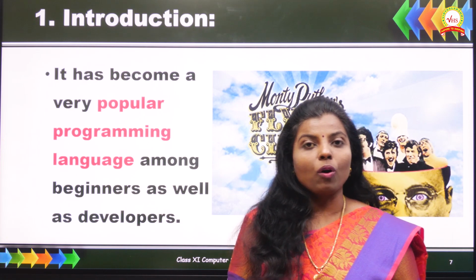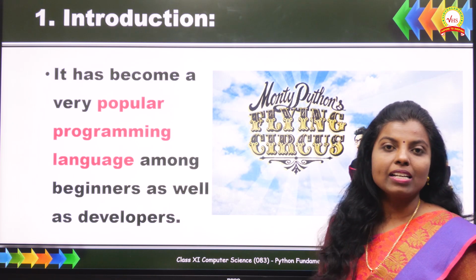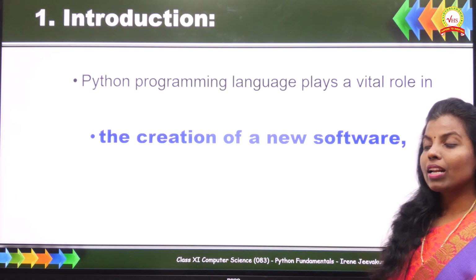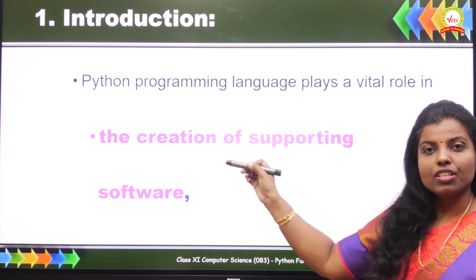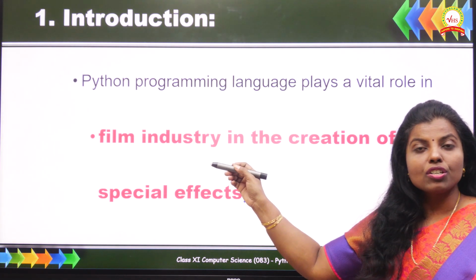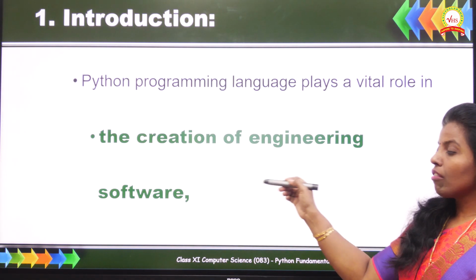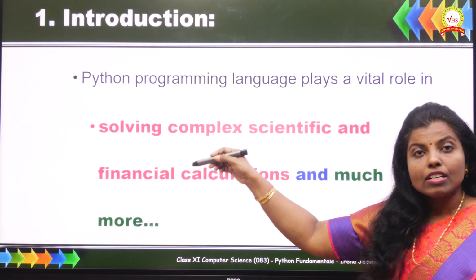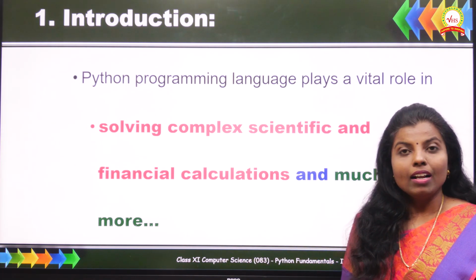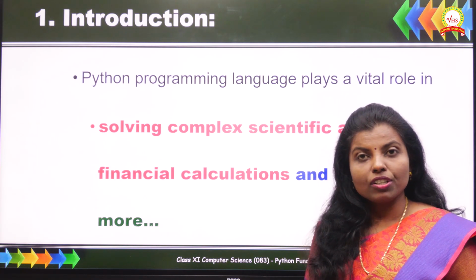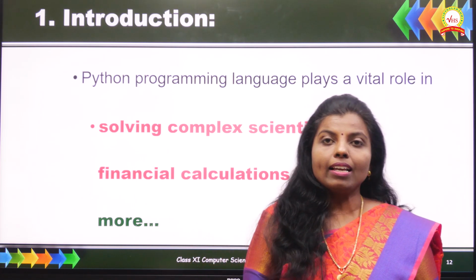Now let us see what are the vital roles, otherwise the applications of Python programming language. Python programming language plays a vital role in the creation of new software, in the creation of supporting software, in the creation of special effects in the film industry, and in the creation of engineering software, and in solving complex scientific and financial calculations and much more. Now we have learned about the introduction about Python. Now let's start our journey towards coding in Python.